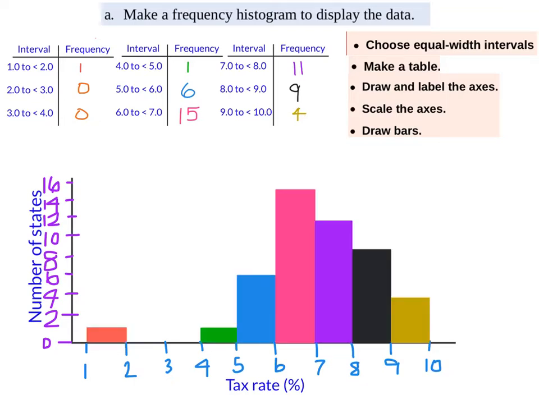You don't have to color code them to your table, but I love it. So here are our bars, and make sure that they're roughly the same width. Sometimes that's hard when you're doing it on a non-grid background, but this will do. So from 1 to 2%, we've got one state. And then for another example, from 6 to 7%, we've got 15 states. So here's our lovely histogram.